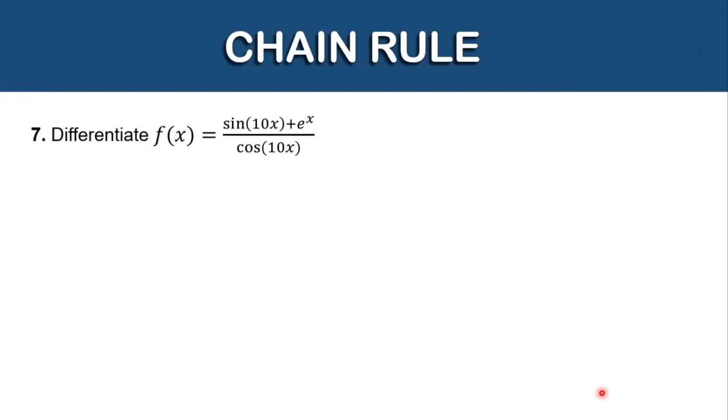For our example number 7, differentiate the function f of x is equal to sine 10x plus e raised to x all over cosine 10x. Obviously, this is a quotient. So we're gonna be using the quotient rule. So we have vu prime minus uv prime all over v squared. So, identify muna natin yung u, u prime, yung v, tsaka v prime.